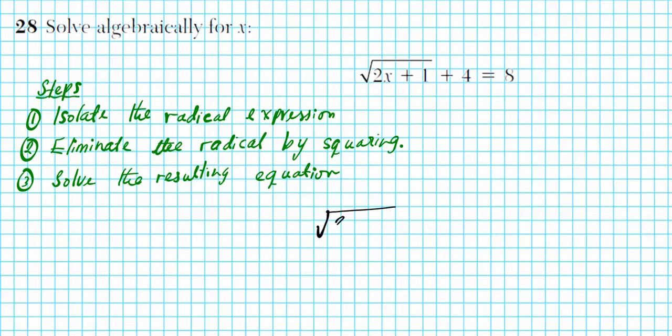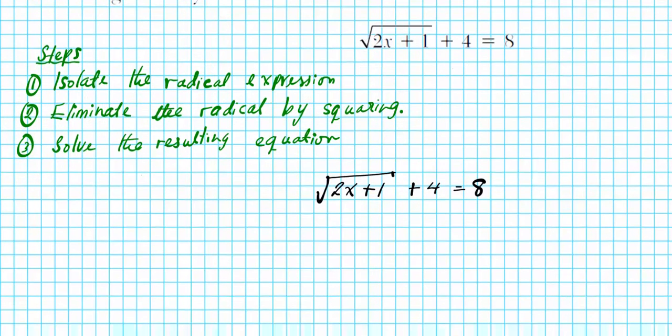The square root of 2x plus 1 plus 4 equals 8. All right, so let's isolate the radical expression first. That can be accomplished by subtracting 4 from both sides of the equation. That leaves us with the square root of 2x plus 1 equals 8 minus 4, which is 4. And then you proceed to square both sides of your equation.